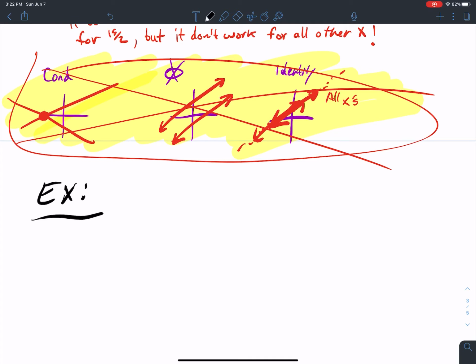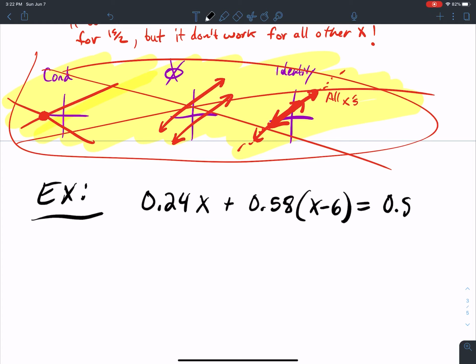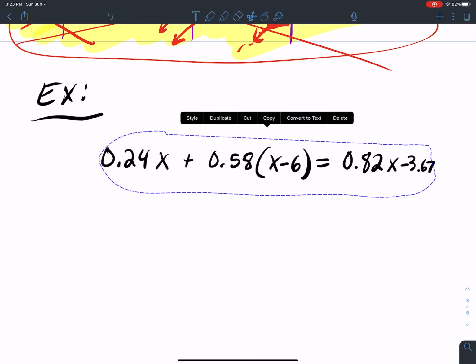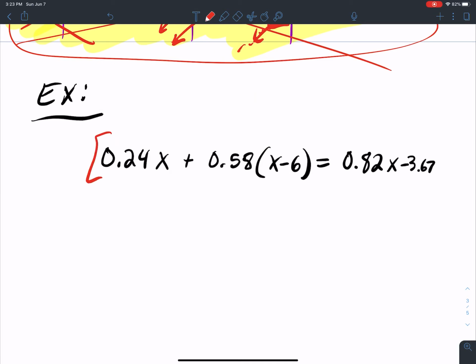We've got 0.24x plus 0.58 times x minus 6 equals 0.82x minus 3.67. Now, those decimals are annoying, okay? Super annoying. So I want to get rid of the annoying part. I'm going to multiply everything by, well, it looks like we got 2 decimals, so we need to move it over at least 2 places. So I'm going to multiply by 100.